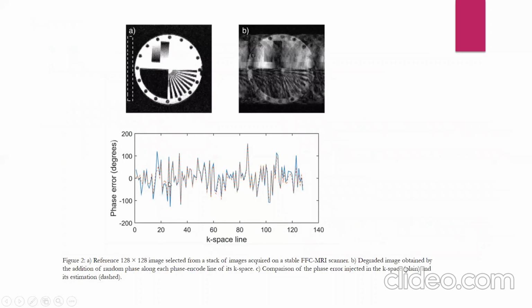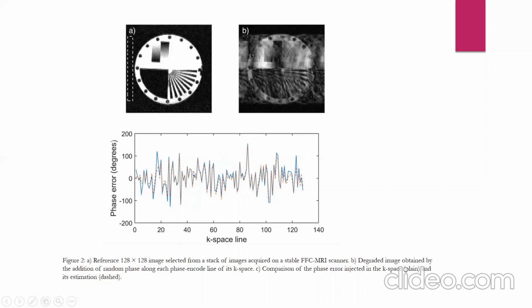Here in this figure, the A image is a reference image. It is a 128 by 120 image selected from a stack of images acquired on a stable FFC-MRI scanner. The region inside this dashed rectangle indicates the signal-free region. The B image is the degraded image obtained by the addition of random phase along each phase encoded line of its k-space. We can clearly see the ghost image in the B figure. Because the phase is added here, the ghosting happens in the horizontal direction.